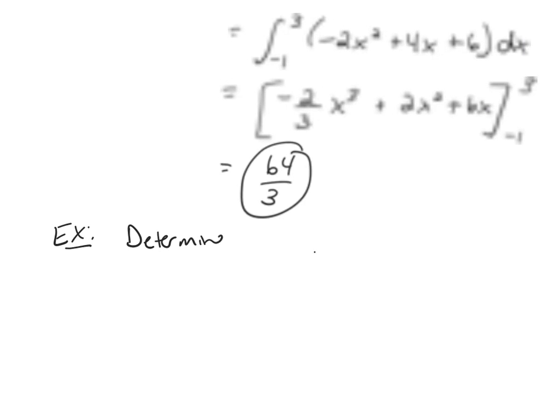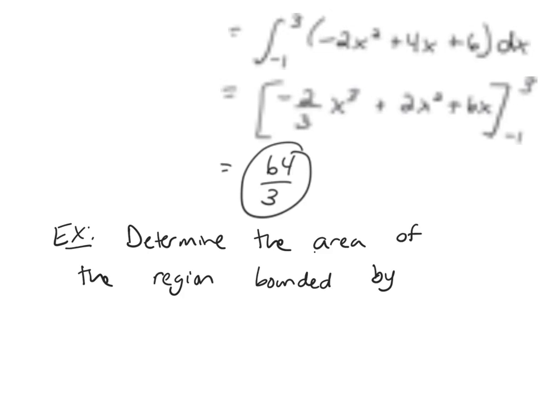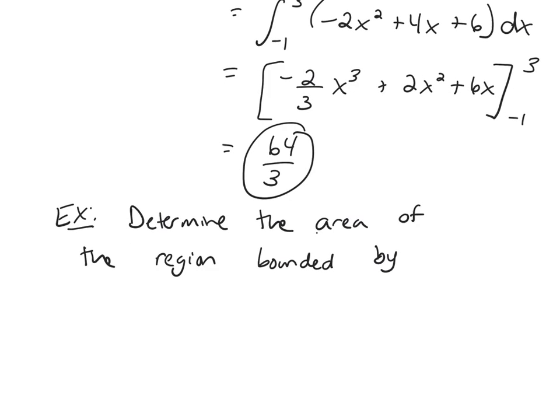Determine the area of the region bounded by, let's see, x equals minus y squared plus 10 and x equals (y minus 2) all squared.